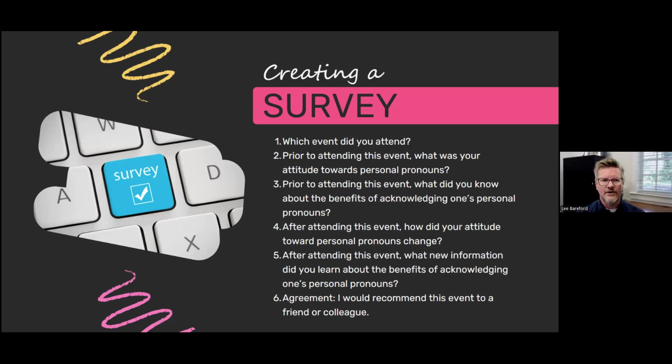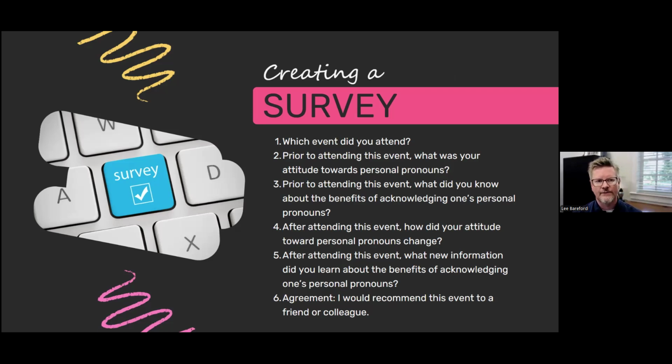If they say, okay, sure, I'll participate, and then decide not to, it's up to them, and it also affords them a bit of privacy if they can forward the link on or step away and complete the survey. So 6 questions there, which essentially measured their response to the events, what their attitudes towards pronouns were before the events, what they learned as a result of interacting with us in the workshops or tabling events. Did your attitude towards pronouns change? And did you learn anything about the benefits of acknowledging personal pronouns? The last question was, would you recommend this event to a friend or colleague?